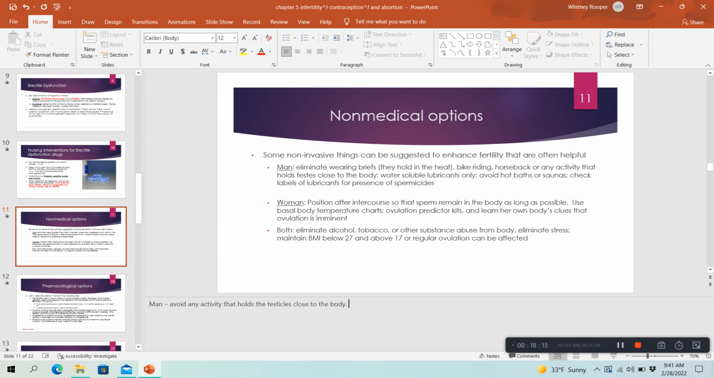For both, eliminate alcohol, eliminate tobacco, eliminate other substances, any kind of street drugs, anything like that from the body, eliminate stress. Maintain your BMI between 17 and 27 for both male and female. And for the female, if your BMI goes above 27 or goes below 17, you are at risk of not ovulating. So, what do you think happens if your BMI is below 17? Why do you stop ovulating? Do you have any idea why?